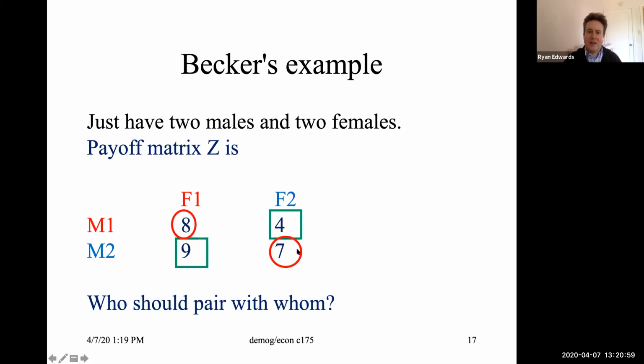And so here then I'll box off the two different states of the world. So either we've got the red circles where F1 and M1 are paired up and they're producing 8, and F2 and M2 are paired up and they're producing 7. Or the alternate world, the square world, in which F1 and M2 instead are paired up and they're producing 9, and F2 and M1 are paired up and they're producing 4.